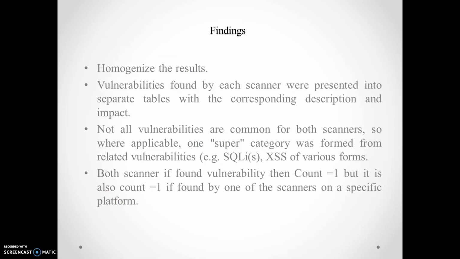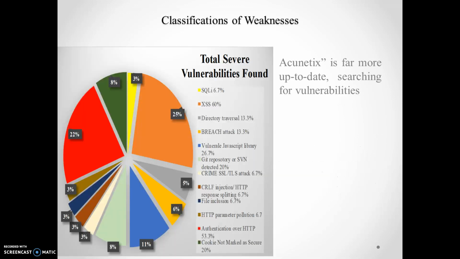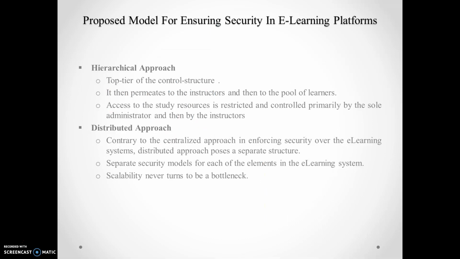The common ones were calculated as follows: if both scanners found the same vulnerability, the count is 1. But if only one of the scanners found it on a specific platform, it is also considered 1. Not all vulnerabilities are common to both scanners, so a set of super categories was also formed, where we have tried to present the results in all three graphs given.